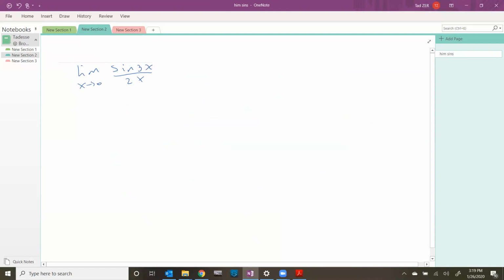If you remember, I told you that you cannot factor the 3 out of the sine. That is absolutely wrong. You cannot do that. What you need to do is, here 2x is nothing but 2 times x. The limit of a constant times any function is the constant times the limit of the function. So I can factor out the 2. That will leave me one half times the limit of sine 3x divided by x as x approaches 0.